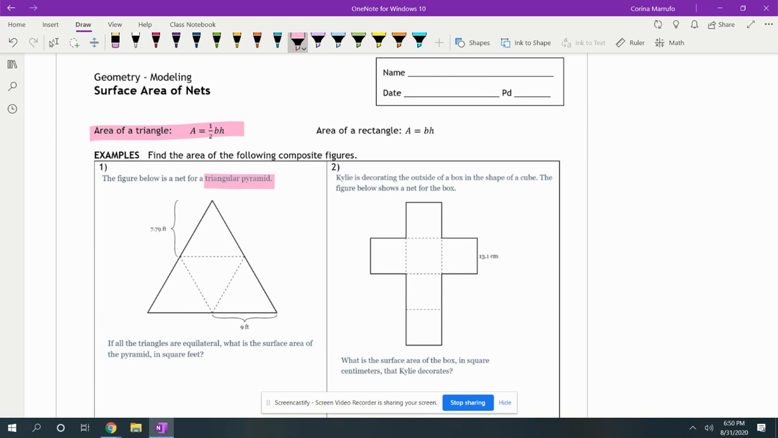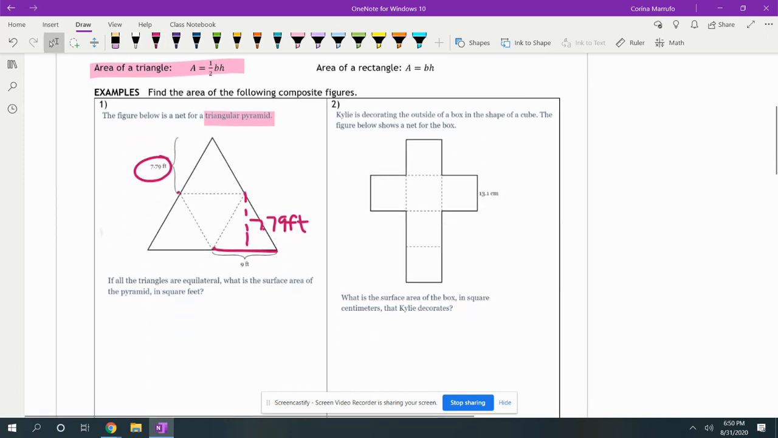height. For this triangular pyramid, they tell us that this is 9. And our height here, from here to here, they tell us is 7.79 feet. Since this is a triangular pyramid, all 4 triangles need to be exactly the same size so that when we fold it up, they all match up and come together. When we're finding the area of this net, which is actually called the surface area, we're going to take these 4 triangles. We have 1, 2, 3, and 4. So we're going to multiply it times 4.